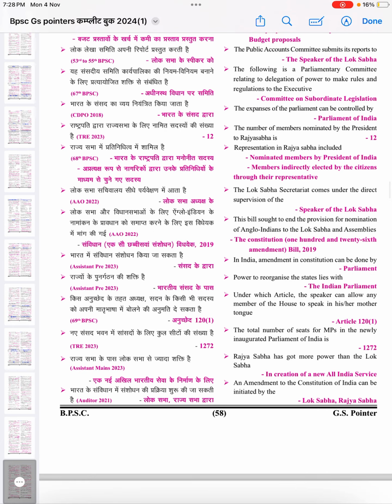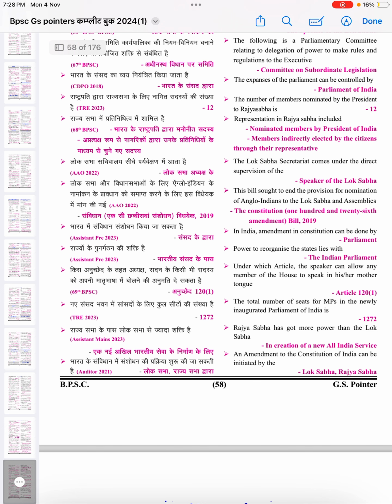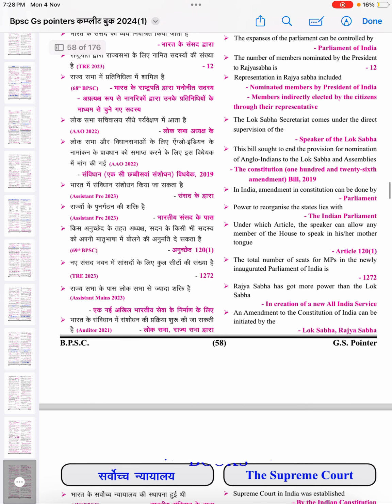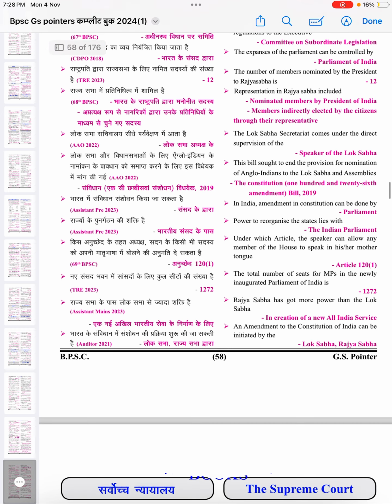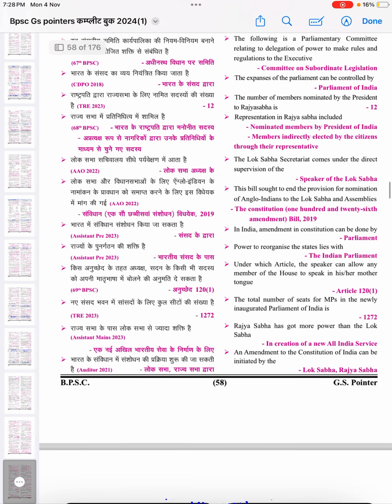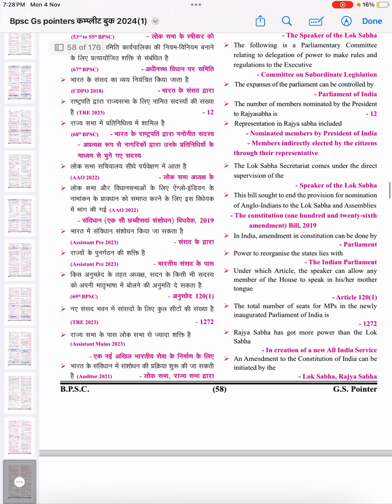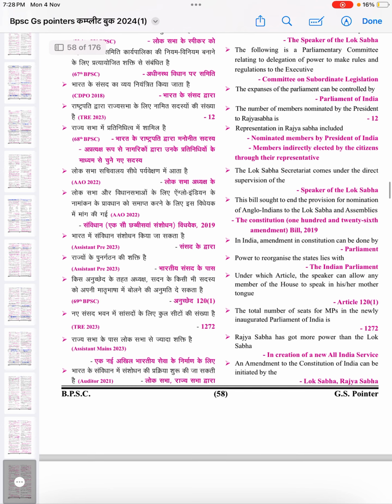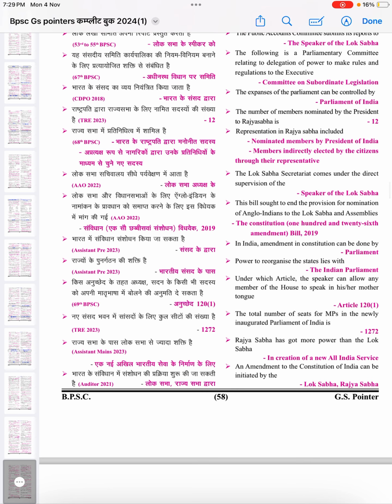The expenses of the Parliament can be controlled by the Parliament of India. The number of members nominated by the President to the Rajya Sabha is 12. Representation in the Rajya Sabha includes members nominated by the President of India and members indirectly elected by the citizens through their representatives. The Lok Sabha Secretariat comes under the direct supervision of the Speaker of the Lok Sabha.